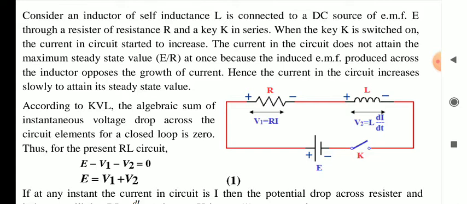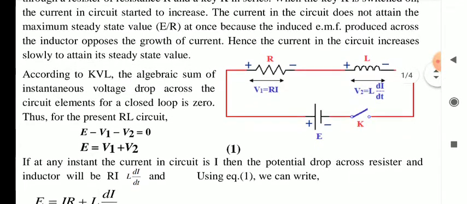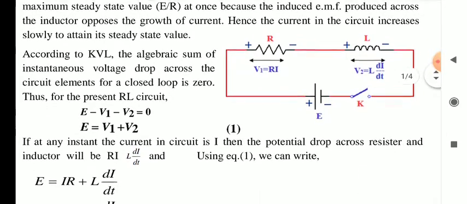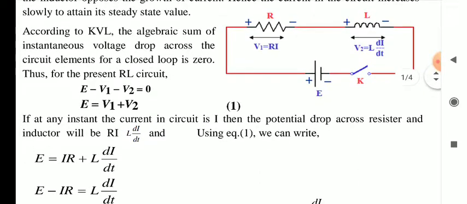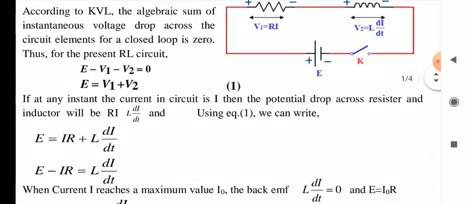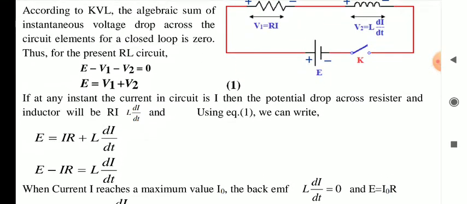According to Kirchhoff's voltage law, the algebraic sum of the instantaneous voltage drops across the circuit elements in a closed loop always vanishes, that is equal to 0. Therefore, E minus V1 minus V2 is equal to 0, or we can write E is equal to V1 plus V2. Take that as equation number 1.